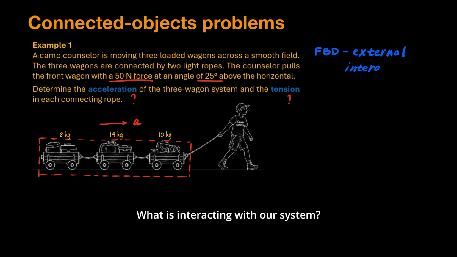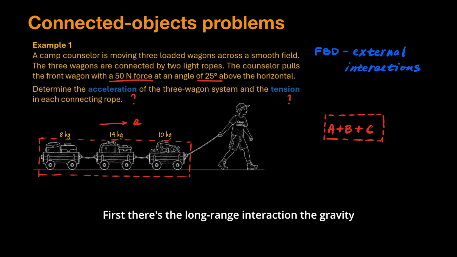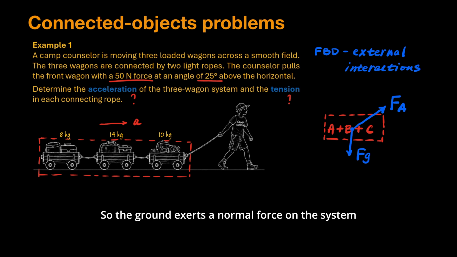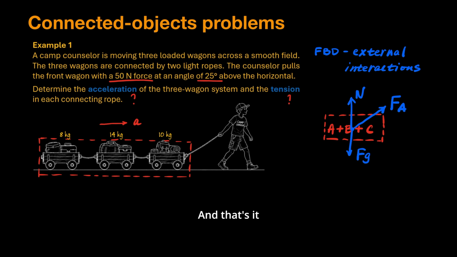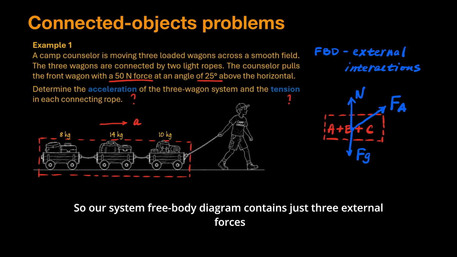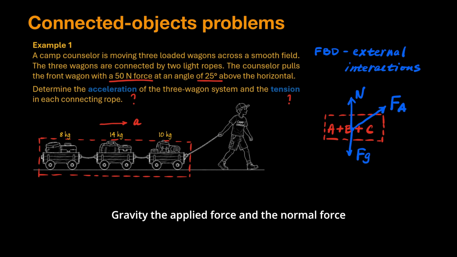What is interacting with our system? First, there's the long-range interaction, the gravity. Then let's look for contact interactions. The counselor is pulling the wagon, so there's an applied force acting on the system. The wagons are in contact with the ground, so the ground exerts a normal force on the system. And that's it. There are no other external interactions we need to consider. So our system free body diagram contains just 3 external forces: gravity, the applied force, and the normal force.